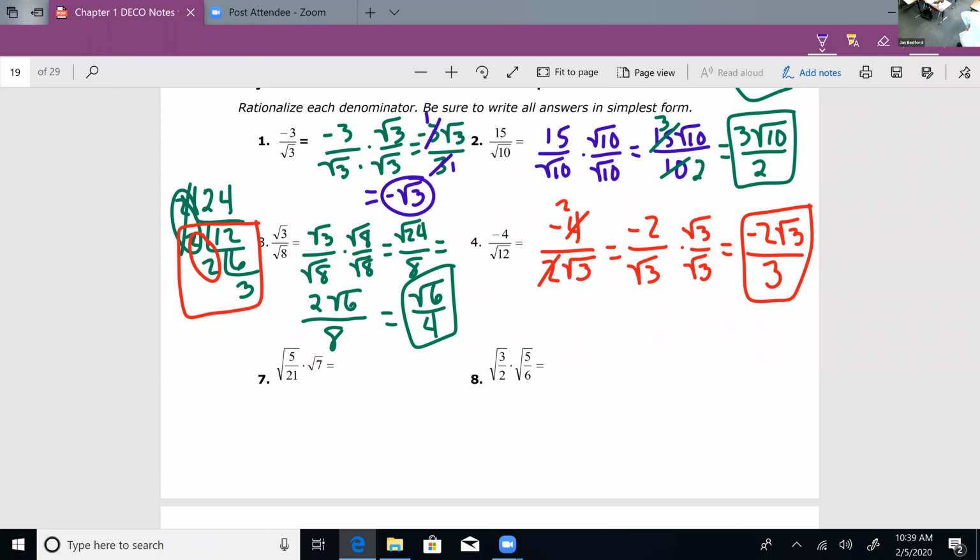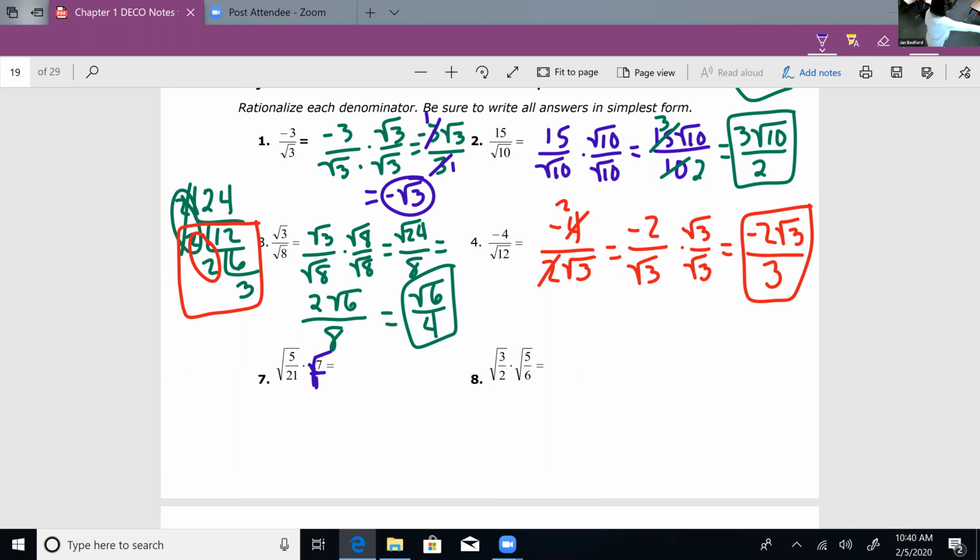This one might bother you a little bit because this is the square root of a fraction times the square root of a whole number. Is there anything I might want to change about that before I multiply? I could think of the square root of 7 as the square root of 7 over 1, and I could put that whole thing underneath the radical because the square root of 1 is 1. So I could make that the square root of 5 over 21 times the square root of 7 over 1.